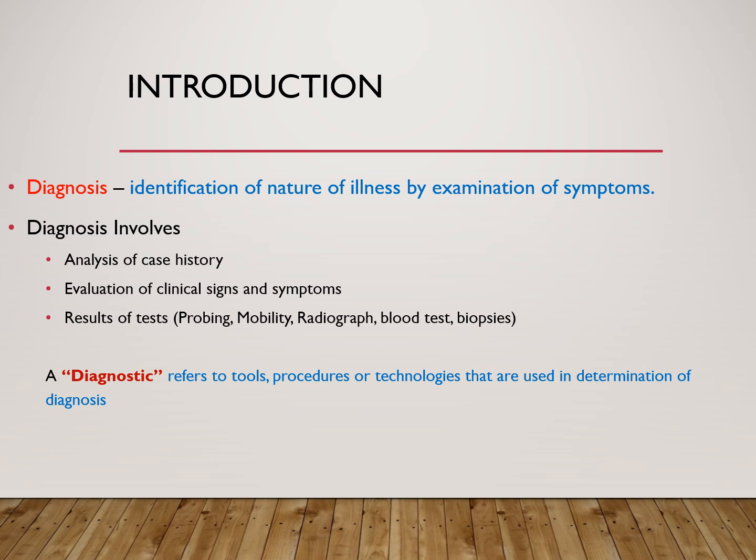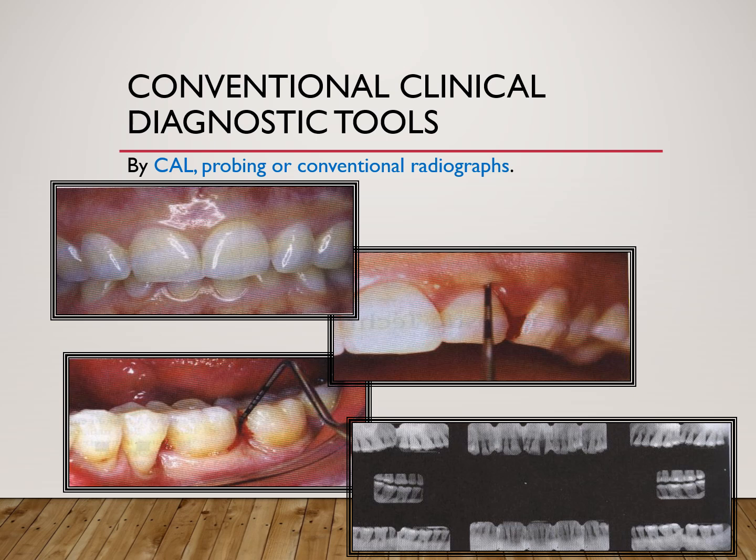For example, if we want to establish the diagnosis of a periodontal disease, we'll have to look for probing depth, mobility, radiograph, blood tests, and biopsies if required. And to make a diagnosis, we require a diagnostic, which is a tool, procedure, or technology that is used in the determination of diagnosis. So firstly, we'll talk about conventional clinical diagnostic tools. These are the tools which we use in day-to-day clinical practice to make diagnosis.